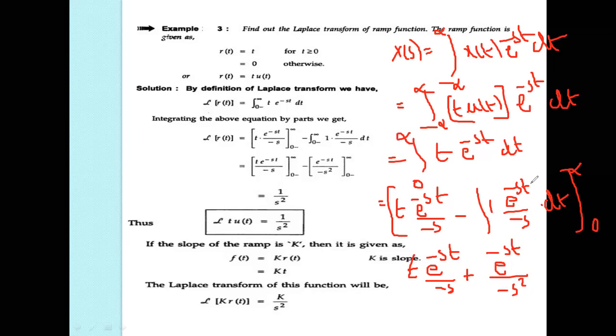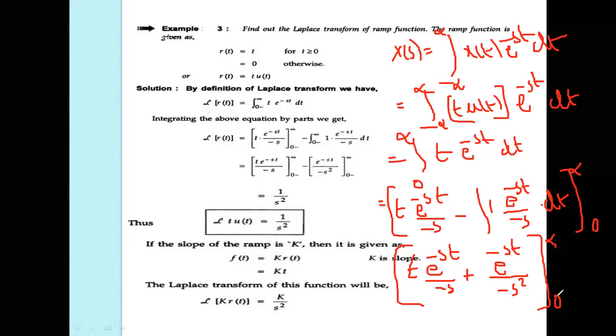So this minus will get here itself. Got it, my dear students, for the minus. So apply the limits of infinity and 0. First of all, if I am applying infinity, e power minus infinity is 0 and e power minus infinity is 0. The first two terms become 0.